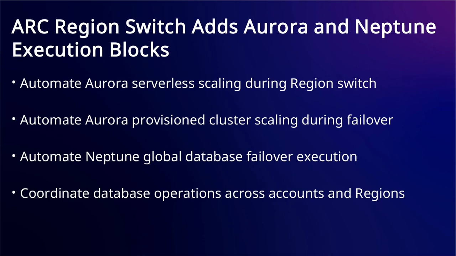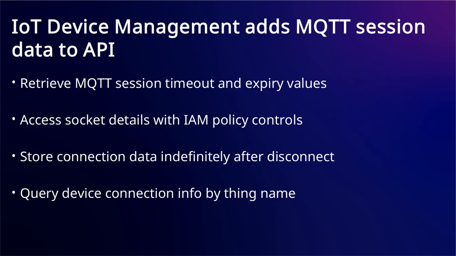When managing IoT device fleets, you need to troubleshoot connectivity issues and audit connection patterns, but historical connection data has been limited. The Connectivity Status API now provides full visibility into device connections. You can retrieve MQTT session timeout and expiry values to understand session behavior. You can access socket details with IAM policy controls to restrict sensitive information to authorized teams.